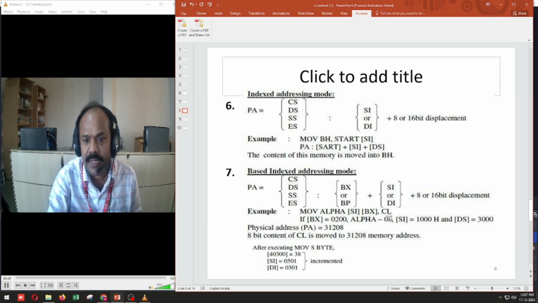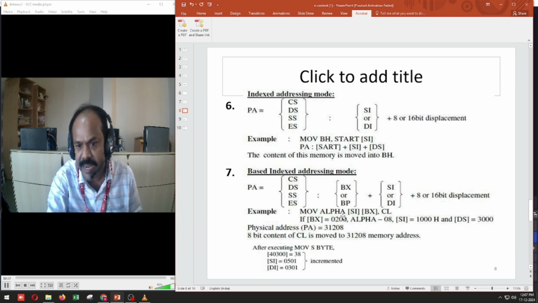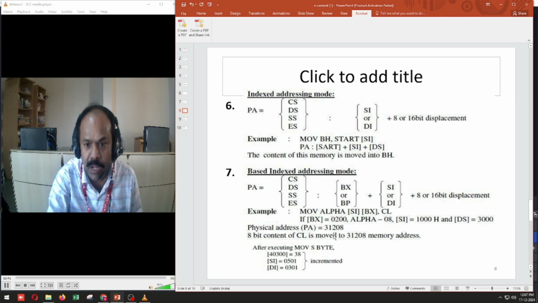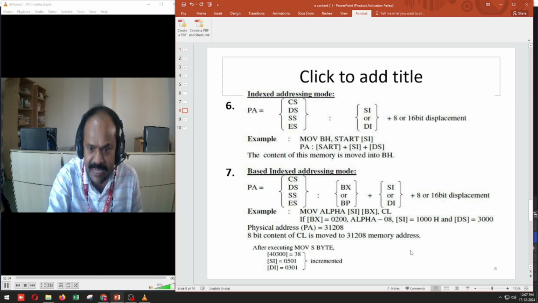That means the content of the count register, which is 8-bit data, will be transferred to a memory location whose physical address is equal to the data segment register left shifted by 4 bits, plus the content of the base register, plus the content of the index register, plus the 8-bit displacement mentioned as alpha. So it's a combination of the above two.